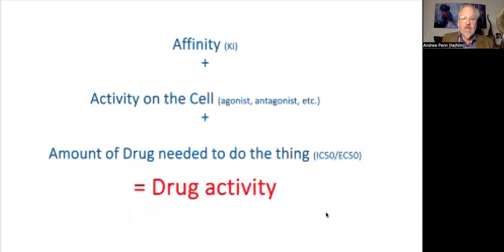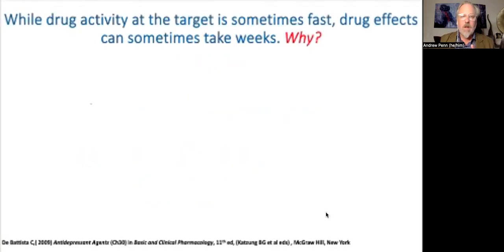So this combination of stickiness or affinity, the type of activity on the cell, whether it turns the receptor on all the way, or if it stops that activity altogether, or if it just prevents it from being activated by neurotransmitters, plus the amount of drug that we need to inhibit or excite a process by 50%, all comes together to equal drug activity. Now, you might be thinking, well, wait a second.